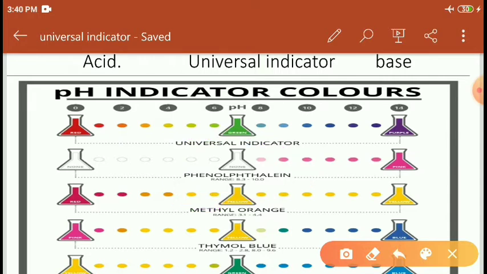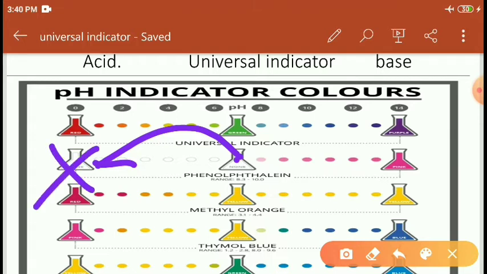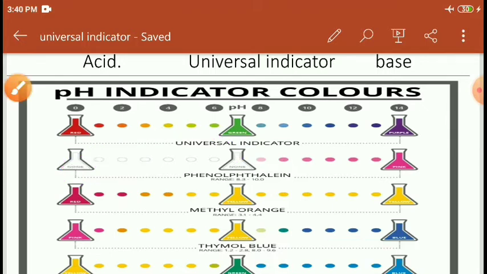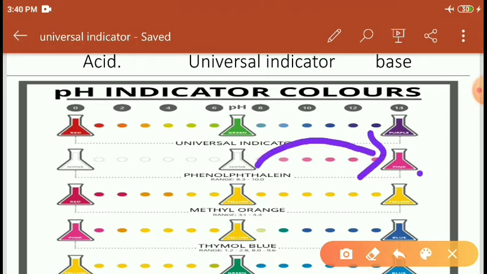Okay, the universal indicators. When phenolphthalein is added to the acid, there is no change in color. Phenolphthalein added to the base turns pink.